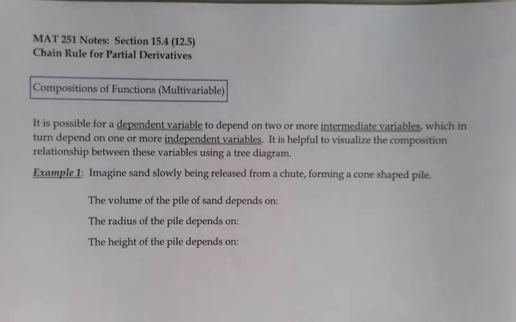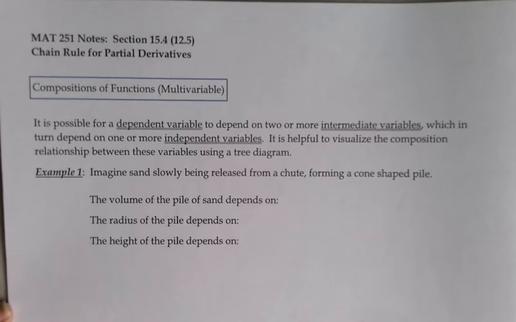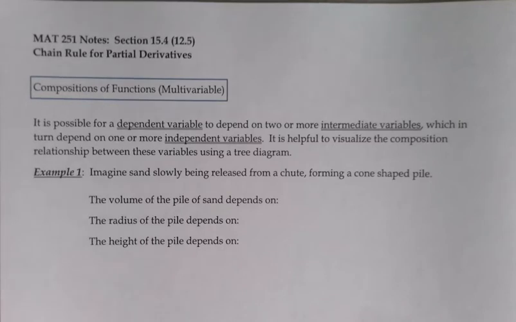This is Math 251, and we're looking at section 12.5 called the chain rule for partial derivatives. Now, if you're thinking, hey, I've already been using the chain rule when I was doing my partial derivatives, that is actually true. You were using a version of the chain rule that was adapted from the Calculus 1 version. Here what we're talking about, though, is true compositions of multivariable functions. So this is a bigger chain rule, I guess you might almost call it.